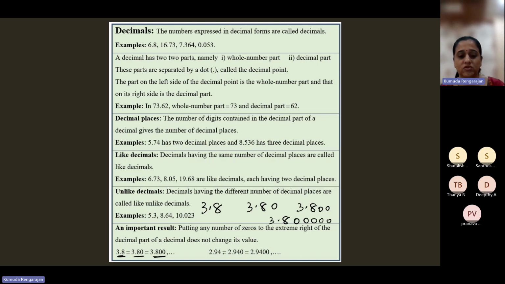Similarly, 2.94 is the same as 2.940, is the same as 2.9400. You add however many zeros after this, the value is just 2.94.